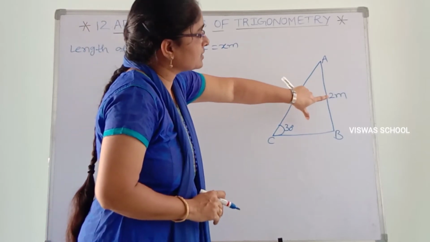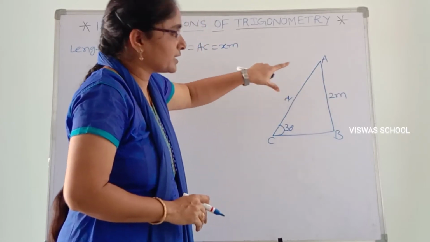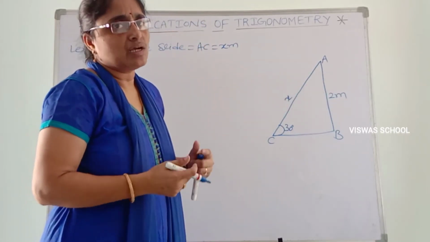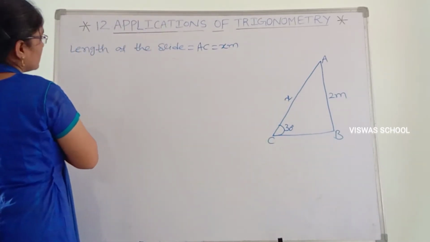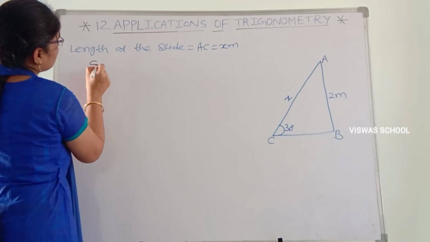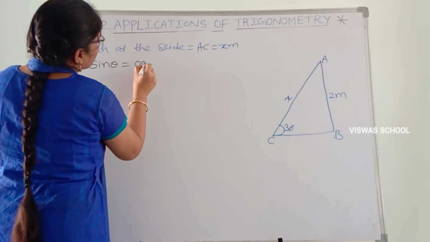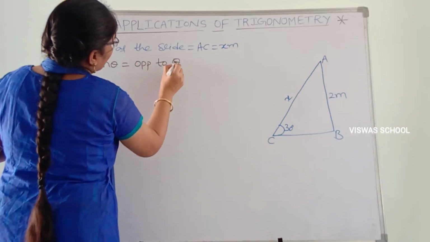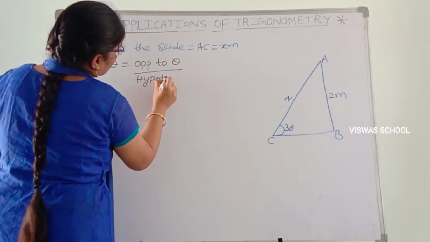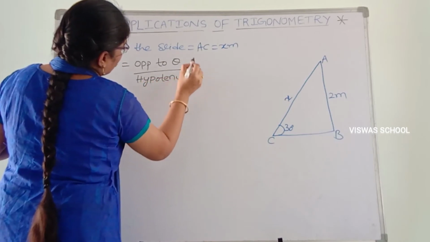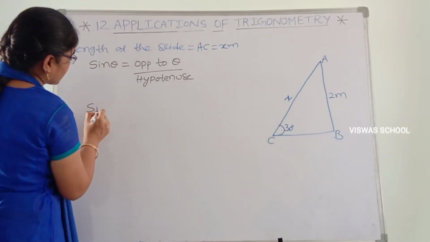Hypotenuse. The trigonometric ratio related to opposite and hypotenuse is what? Sine or cosecant. That is, sine theta is equal to opposite to theta by hypotenuse. Here in theta's place, how many degrees is the angle? The angle is 30 degrees.